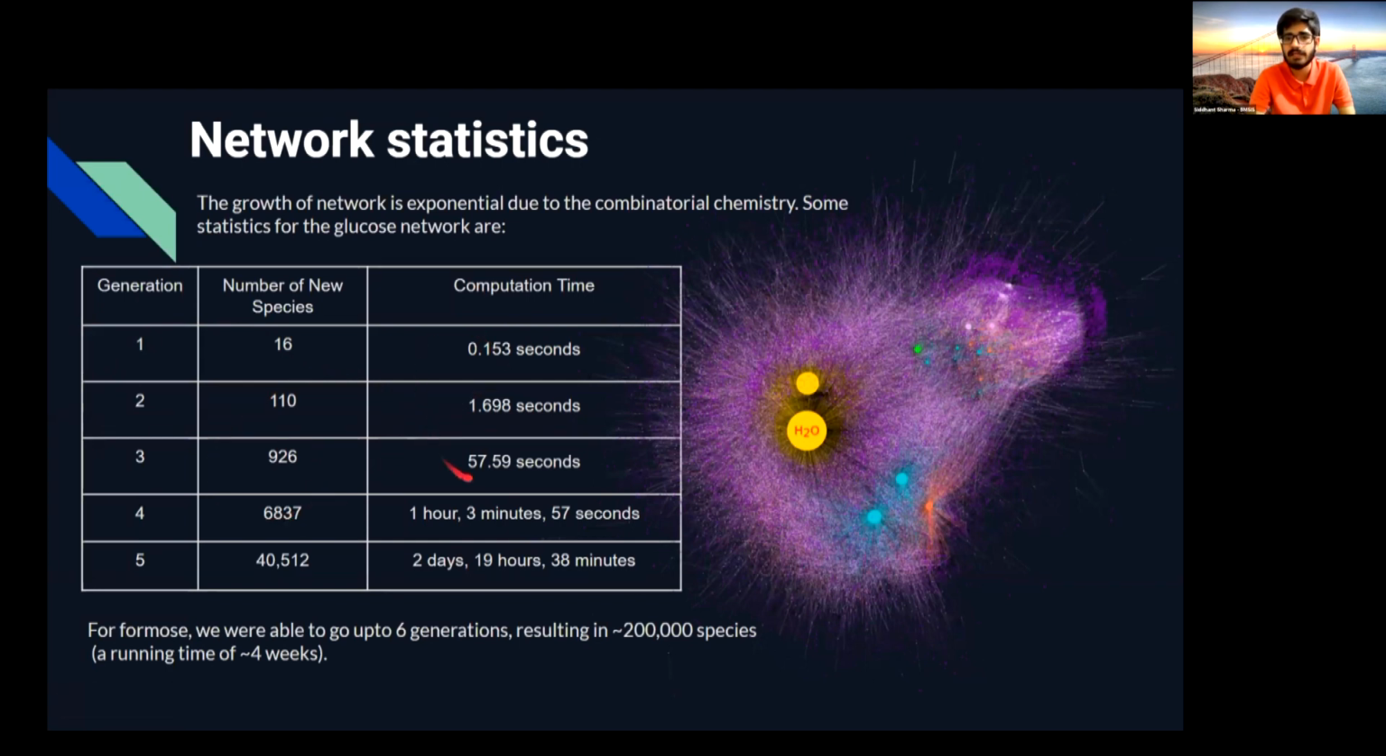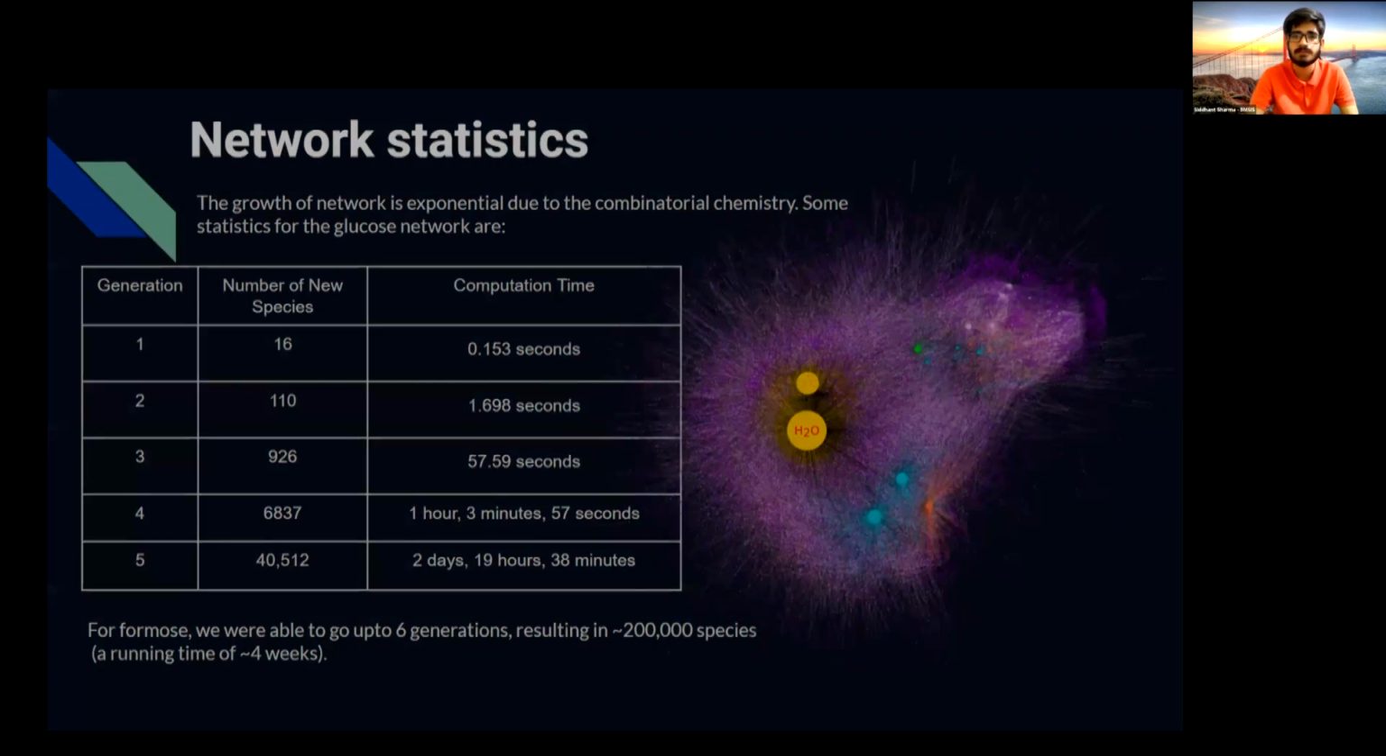As you can see with the evolution of time, in the 5th generation, you have 40,000 molecules, which is a lot if you don't have a supercomputer or supercomputing facilities, and it took us 2 days to model that. For formose, we were able to run up to the 6th generation, one more than glucose, and the result was 20,000 species. And in those species, we are finding the autocatalytic cycles, as is the case with glucose.